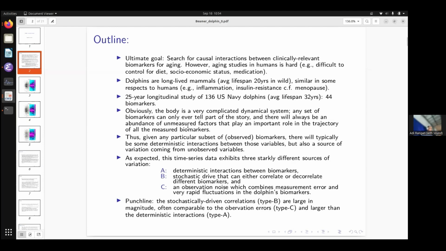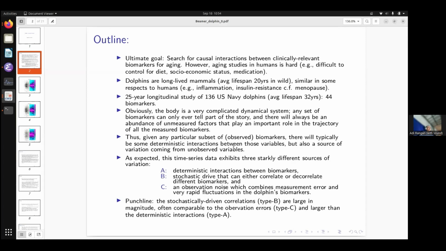Now, what was our goal? Our goal was to take these measurements and try and figure out, is there any indication of any causal relationship between the biomarkers involved? But there's obviously a big elephant in the room. What's the elephant in the room? Which is that the body is super complicated.